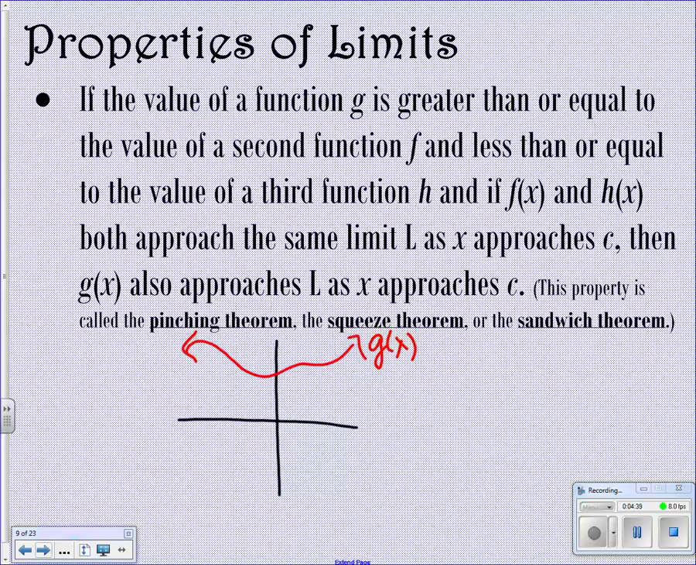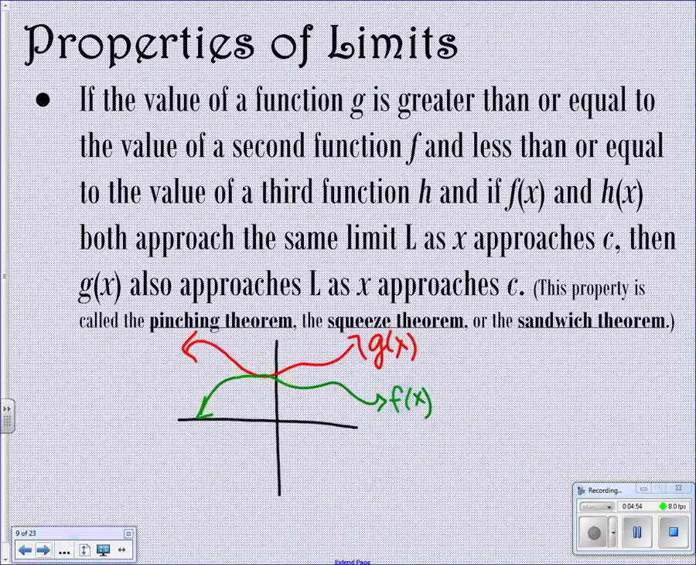So if g is greater than f, and we'll put f here, but it is less than h. So g is less than h. I'm going to put it here. And there is a reason that I'm making them all touch right there. So this is h of x. So g is greater than f, but less than h. That would be what it said for that first part.